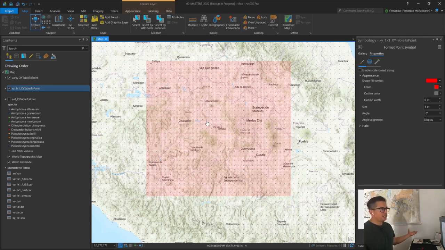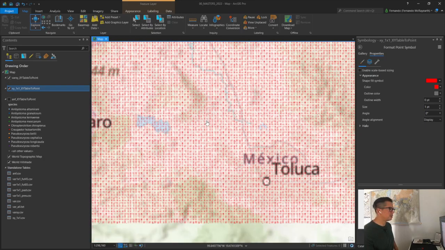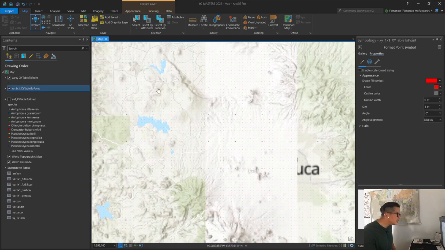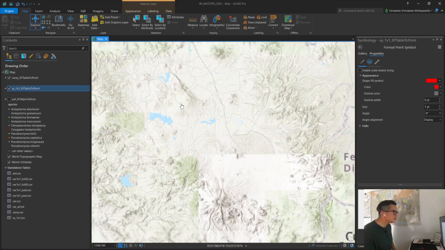My computer is a 7-year-old computer. This is what I have for now. And yeah, it was going to be impossible. I don't know what kind of computer I would need to be able to do the whole one by one for the whole country, right? But this is basically where we're working. So you can see the little dots, yeah.